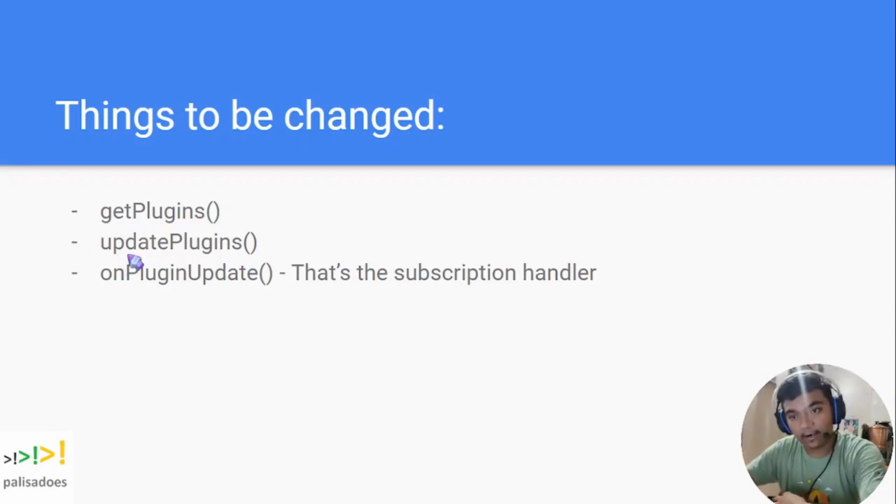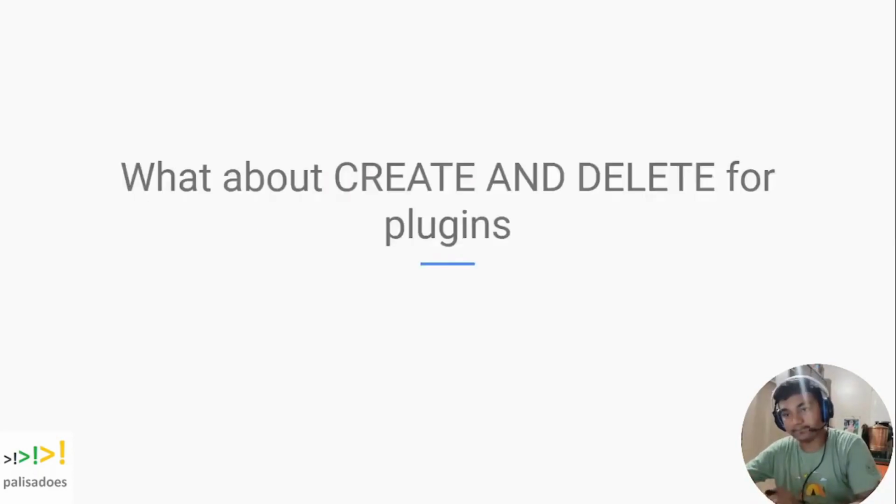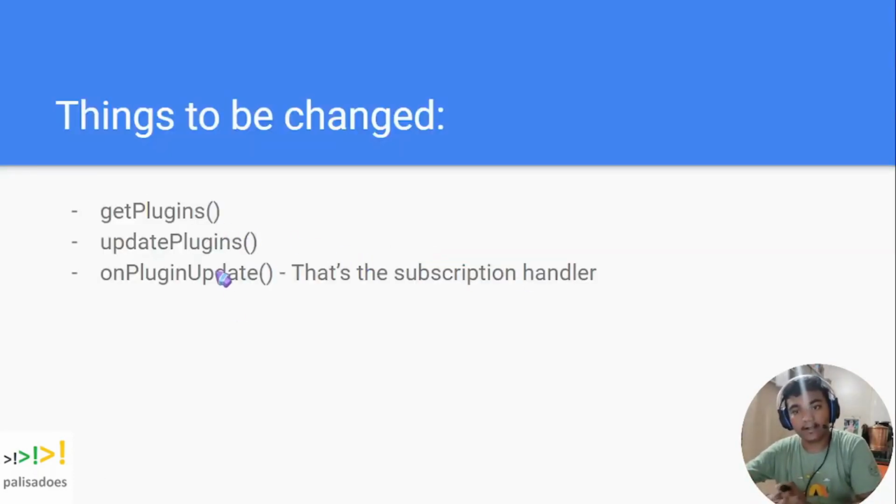And then there's the on plugin update. On plugin update is a subscription. It's a GraphQL subscription, and basically a subscription in GraphQL is a WebSocket. In the end, it becomes a WebSocket. So a subscription is a WebSocket in GraphQL. So I just need to trigger this subscription after these queries fire. Okay. So this is the basic change that has to be done.